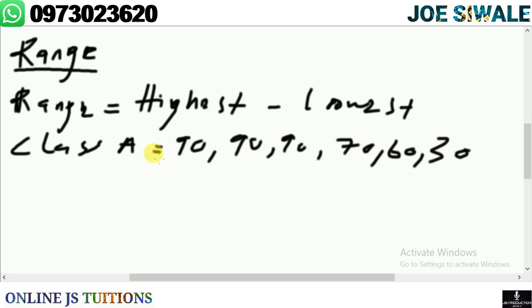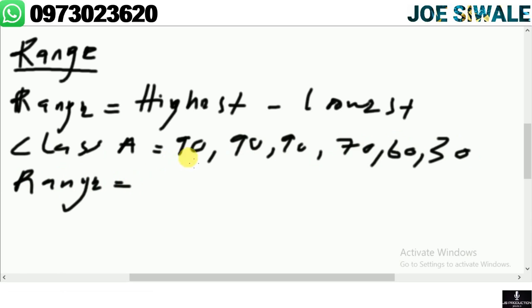So to find the range of this class A, we're going to say range is equal to highest minus the lowest measure. So the highest measure here, as you can see, is 90. So 90 minus, then the lowest is 30. Then if we say 90 minus 30, that's 60. So that means the range there is 60.